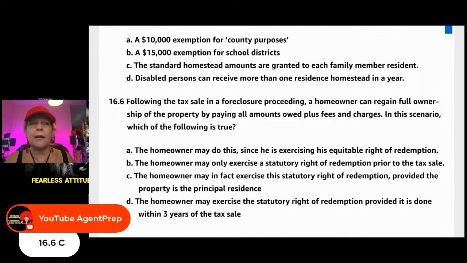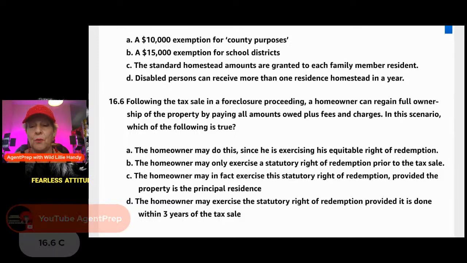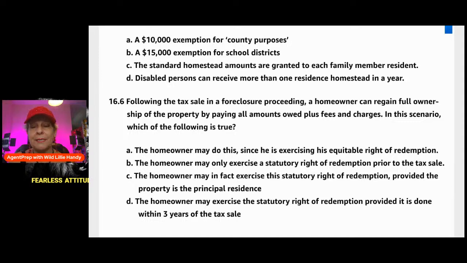So equitable right of redemption, also termed right of redemption, is a defaulting mortgagor's right to prevent foreclosure proceedings on the property and redeem the mortgaged property by discharging the debt secured by the mortgage. So that's why it's not A, because the equitable right of redemption has to do with their mortgage, not property taxes. So go back and review what equitable right of redemption is.